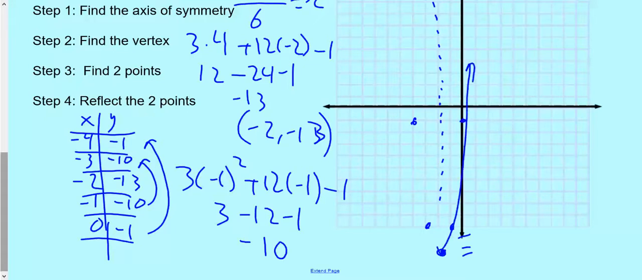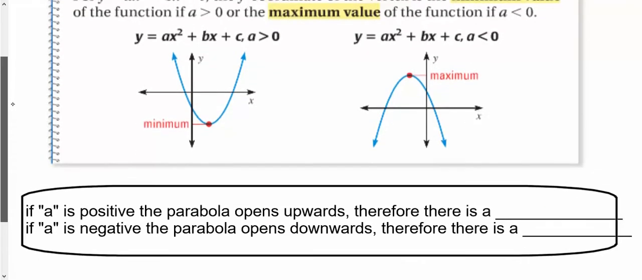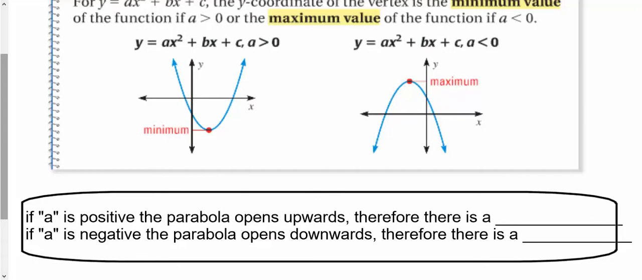There you go. So that's all there is to graphing a quadratic. Max and mins, if it opens up, it's going to be a minimum. If it opens down, it's going to be a maximum. So we can find those. Basically, it's just simply the vertex. If a is positive, the parabola opens up. Therefore, there is a min. And if it opens down, there's, of course, a max.